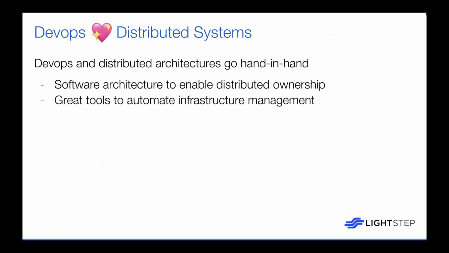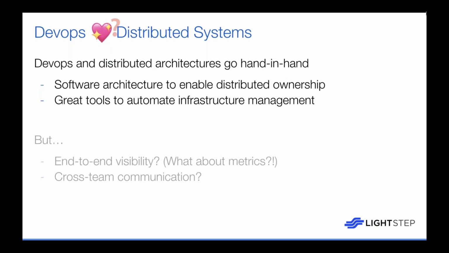So I think, in a lot of ways, DevOps and distributed architectures go hand in hand, whether that's microservices or serverless or some other service-oriented architecture. Those architectures all enable a kind of distributed ownership, enable teams to really own their own services end to end. At the same time, there's a lot of great tools out there that automate distributed infrastructure management, whether that's things like Kubernetes or other serverless technologies, but these are all ways that amplify your work as a DevOps engineer. But what do we lose here?